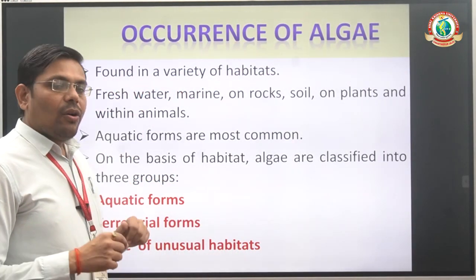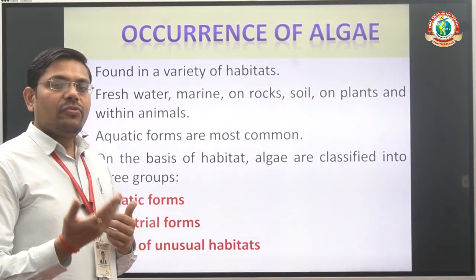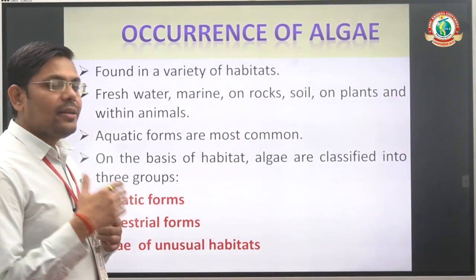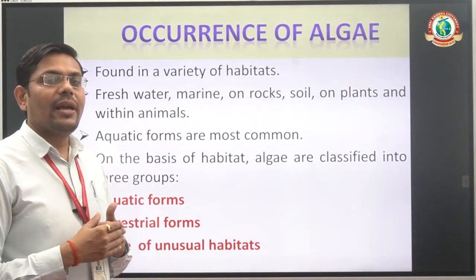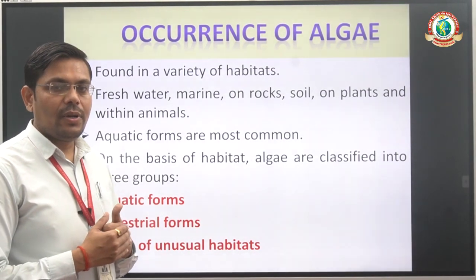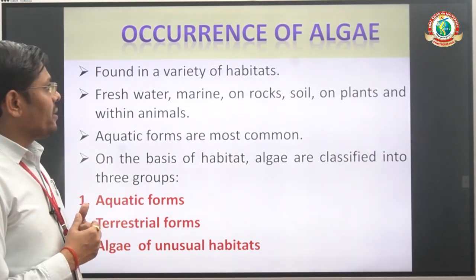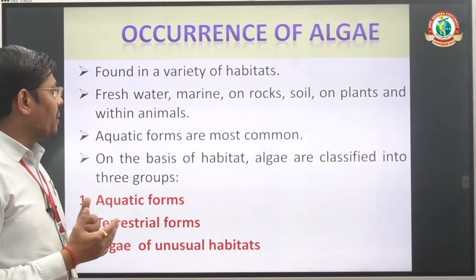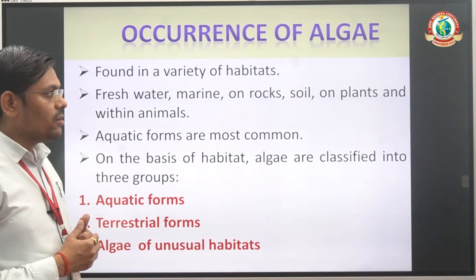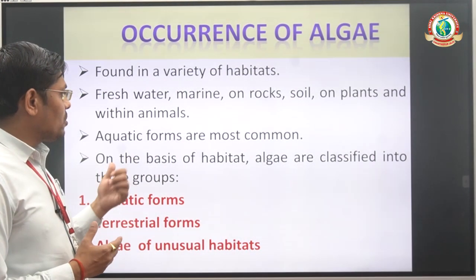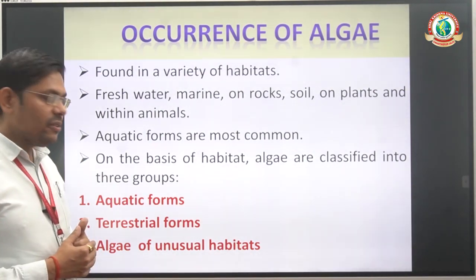Next is alternation of generation. The life cycle of the algae is completed with the two phases of gametophytic and sporophytic generation. That is called alternation of generation, how the life cycle proceeds in an alga. And algae are found in a variety of habitats like freshwater, marine, rocks, soil, plants and within the animals. They are also found in some aquatic forms.